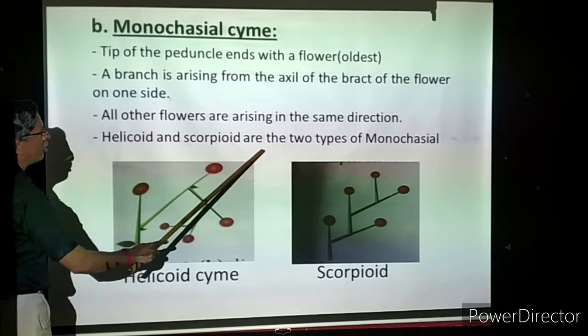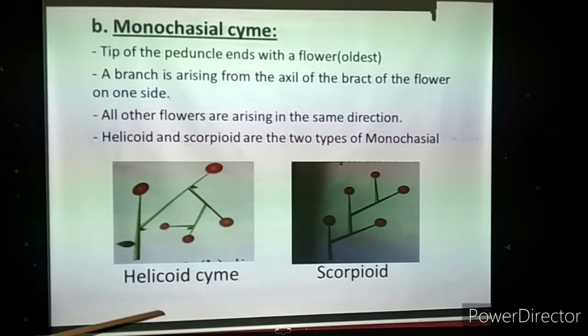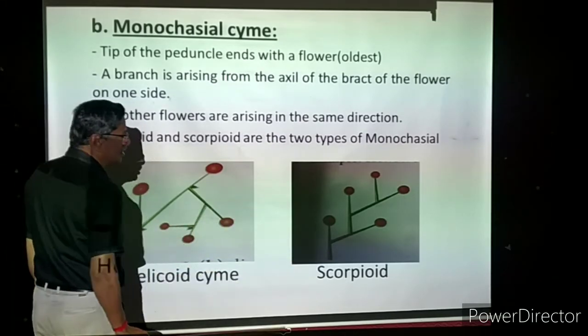Helicoid and scorpioid are the two types of monochasial cyme. Now this is called a helicoid, only one side, everything is there. Now we will talk about a scorpioid. What is the meaning of it?